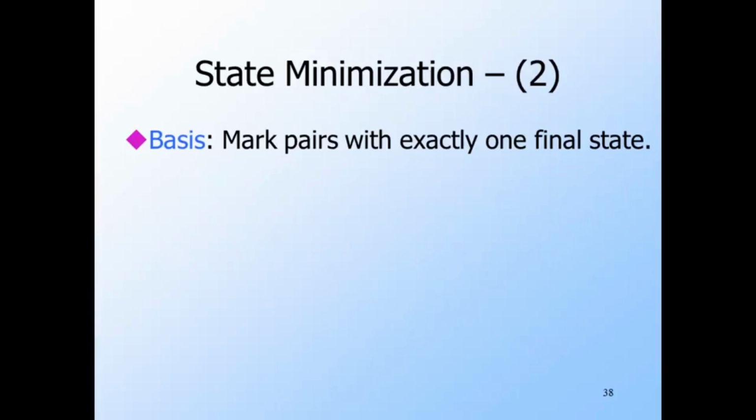Okay, we're now going to talk about how we find the distinguishable states. The basis is pairs that are distinguishable by the empty string. These are the pairs that have one final and one non-final state.